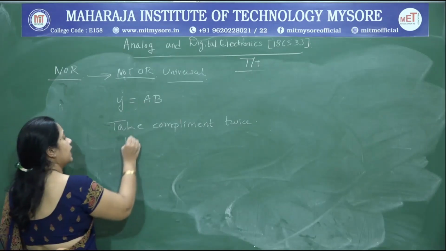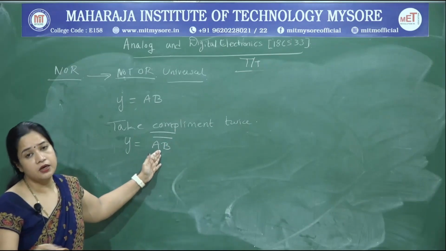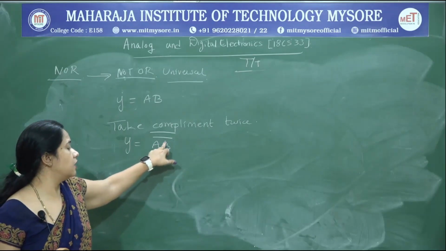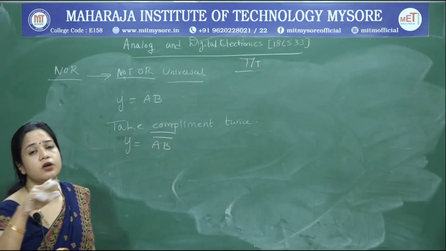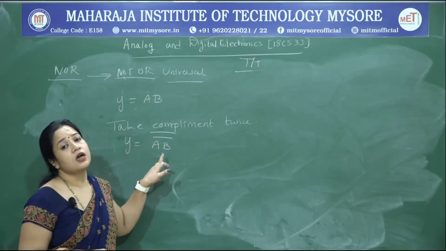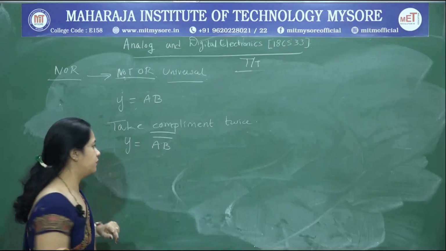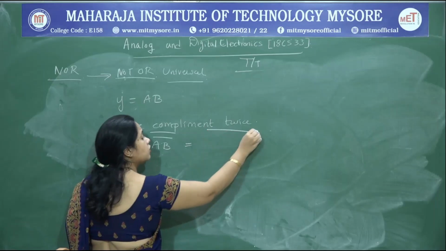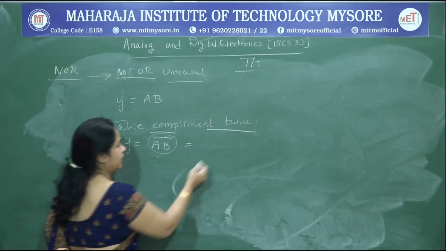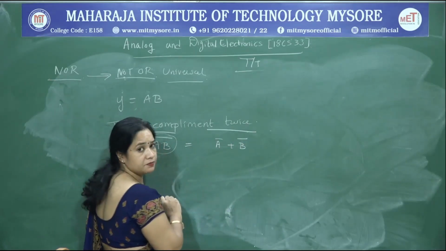So, when I take the complement twice, I try to apply De Morgan's theorem to expand this complement. So, what is De Morgan's theorem? De Morgan's theorem tells that the complement of a product, the complement of an AND, is the OR of individual complements. So, here I keep the outer complement as it is, and apply De Morgan's theorem to the inner complement, and this becomes A bar plus B bar.